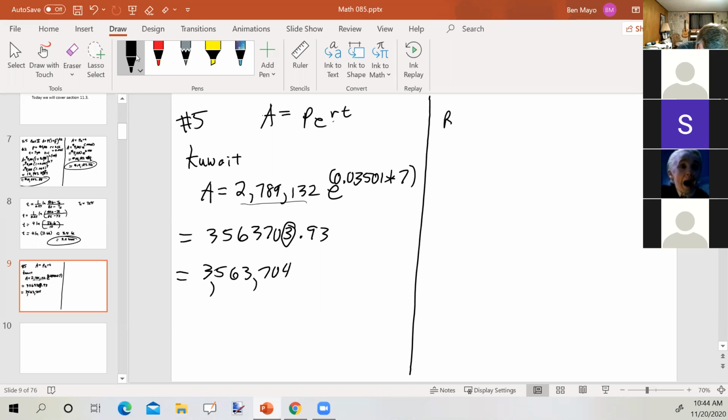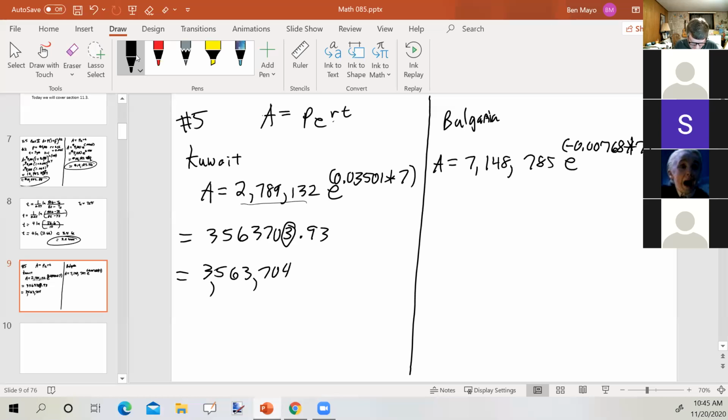Now, let's take a look at Bulgaria. For Bulgaria, the initial population is 7,148,785. The annual growth rate is negative because the population is actually decreasing. So we're going to take negative 0.768% and convert it into negative 0.00768, and all of that times 7 again.